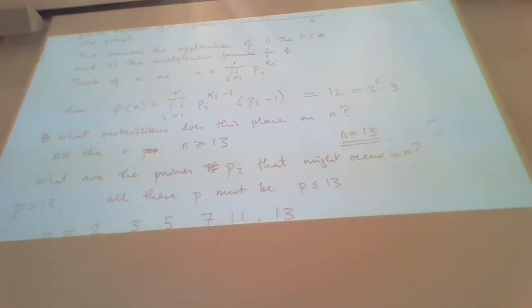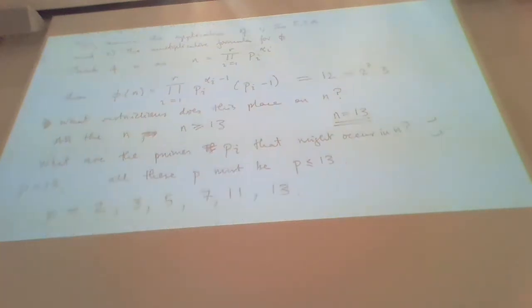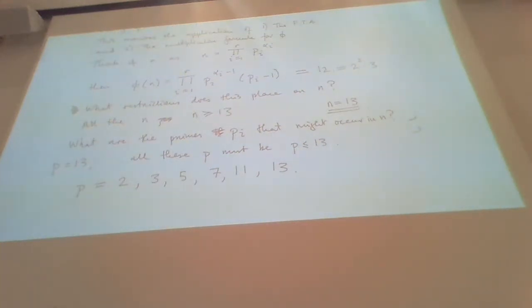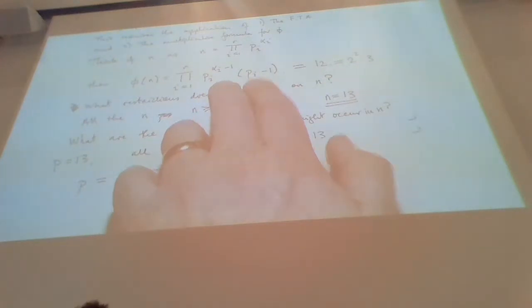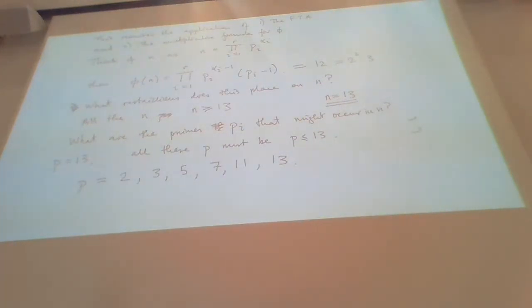Might all of those occur in the prime factorization of n? No. So why not? Well, you have to have some combinations of them multiply together to make 12, and some of them aren't going to multiply together in this way. So if, say, 11 was one of them, you're going to have 11 minus 1, which would be 10. But 10 times by none of them is a minus 1. So 11 is not allowed.